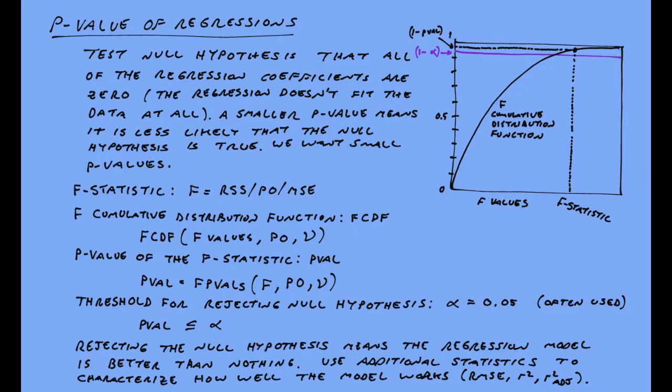It's important to use additional statistics to characterize how well the regression model works. For instance, the root mean square error, or the squared correlation coefficient, or the adjusted squared correlation coefficient. Nevertheless, the p-value of regressions comes up a lot, and it's important to know how to calculate it and to interpret those values.